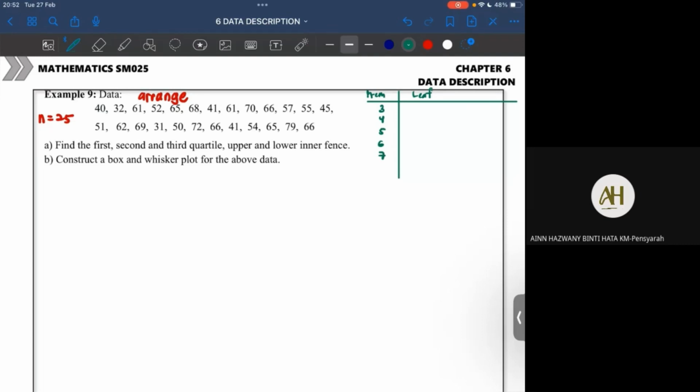Okay, for example, which numbers have 3: 32, 31. So there are only 2. So we are going to put 1 and 2. Which numbers have 4: we have 40, 41, 45. So 41 has 2. Okay, so we will write 40, 41, there are 2, 45. Okay, are there any more that have 4? No. Okay, and the next thing, continue.